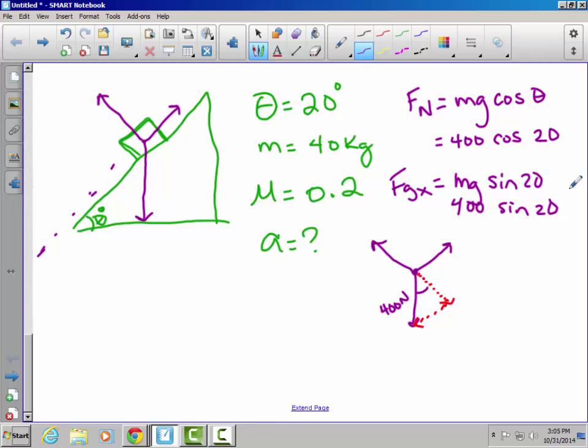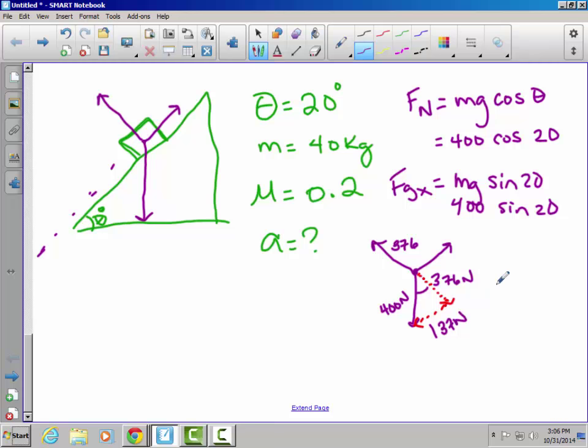Ooh, I am not in degrees. Hold on. Okay. So that means that my normal is 376, because this is 376 newtons. And then this little horizontal part here is 137.